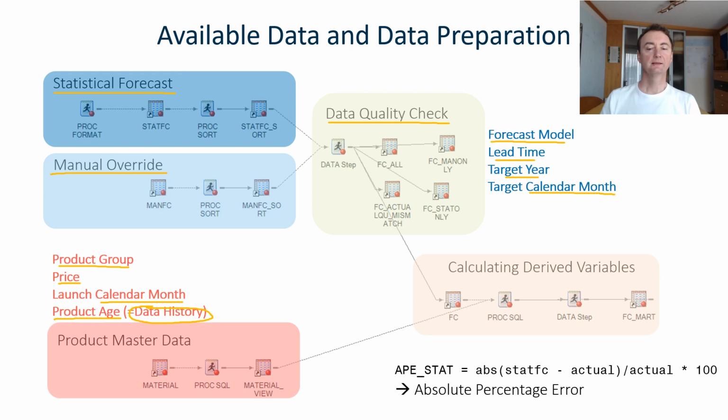Also, the deviation between the actual value and the statistical forecast, in order to judge whether we have a large deviation or only a small deviation.